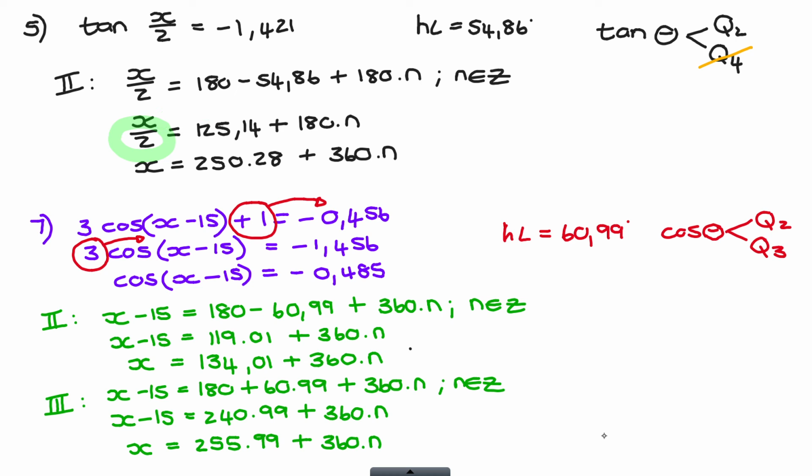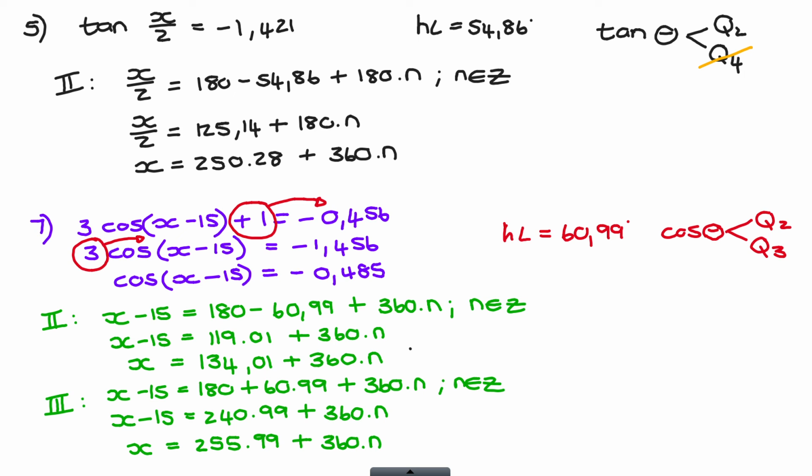Maar nou weer eens, as ek wil gaan maal, dan moet ek alles gaan maal. So 125,14, I multiply that with 2 to get the 250,28. But the 180n I also multiply with 2. En dit geef my 360n. Okay. Goed, dan die laaste enetjie.